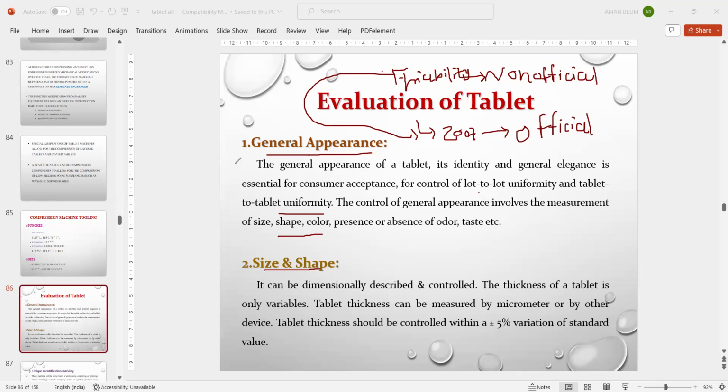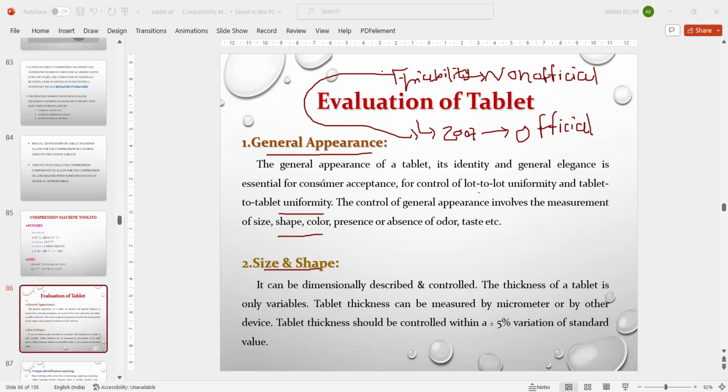But the second tests, the main tests, include the official tests. These are tests that a particular company has to perform, right, for the approval of the product.